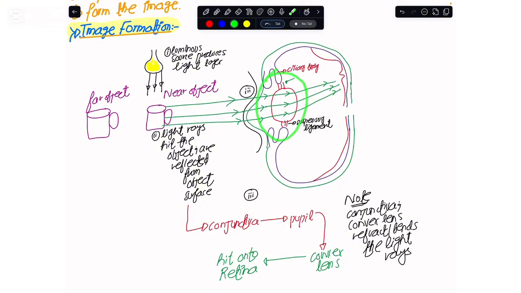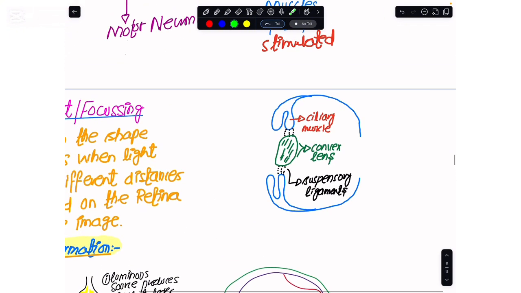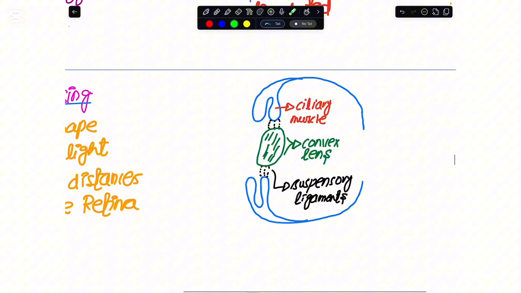To understand the phenomenon of accommodation, let us understand what exists in the eye. This part of the eye that I am highlighting, I have drawn above. This is the second or middle layer of the eye, which is termed the choroid. In the choroid, at the front we had the iris muscles, and at the back we have the ciliary body or ciliary muscles. These ciliary muscles, with the help of ligaments which we refer to as the suspensory ligament, are connected to the convex lens.